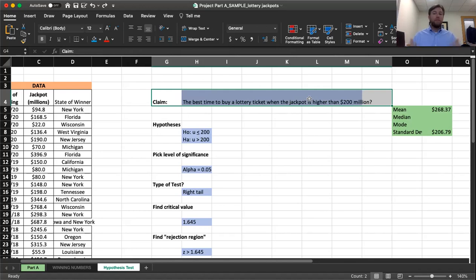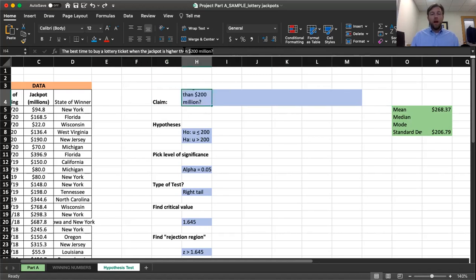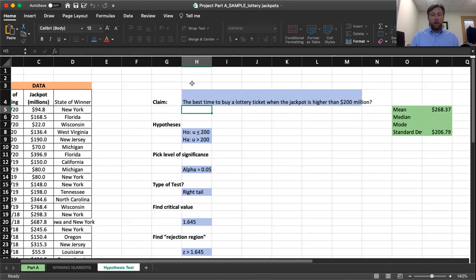That's my claim. I can make this value, this 200 million, anything. It could be 300 million, it could be 201 million. It doesn't matter. You pick. It's your guess. It's your hypothesis. The key part of this whole thing: so we've made our claim, now you conduct the test.